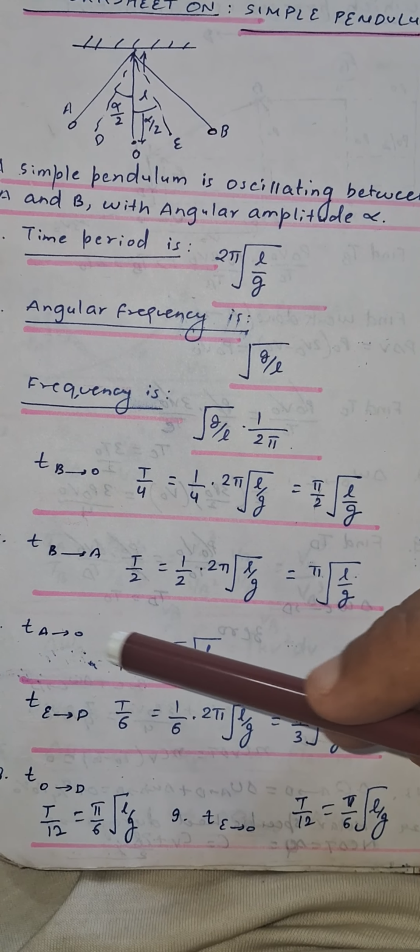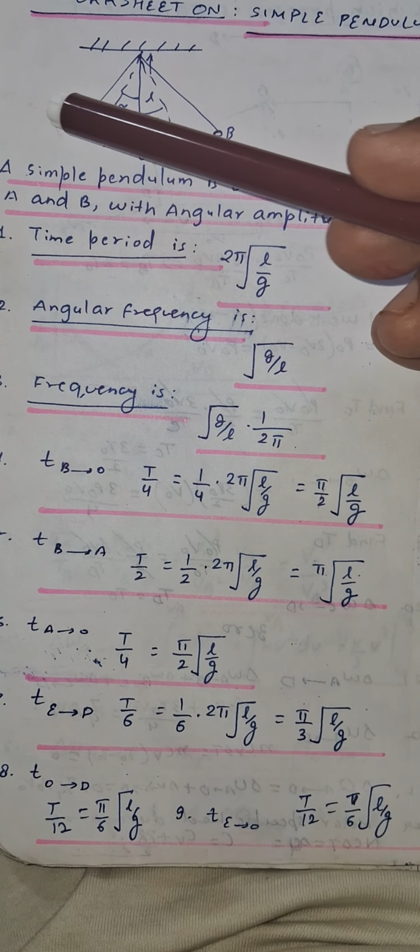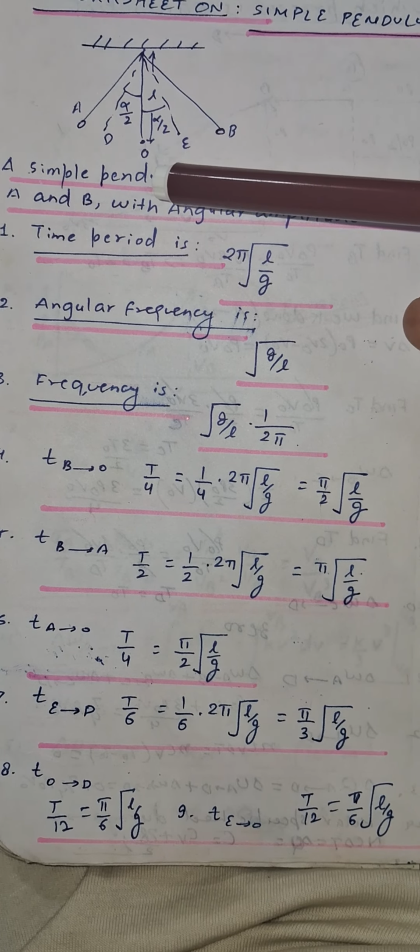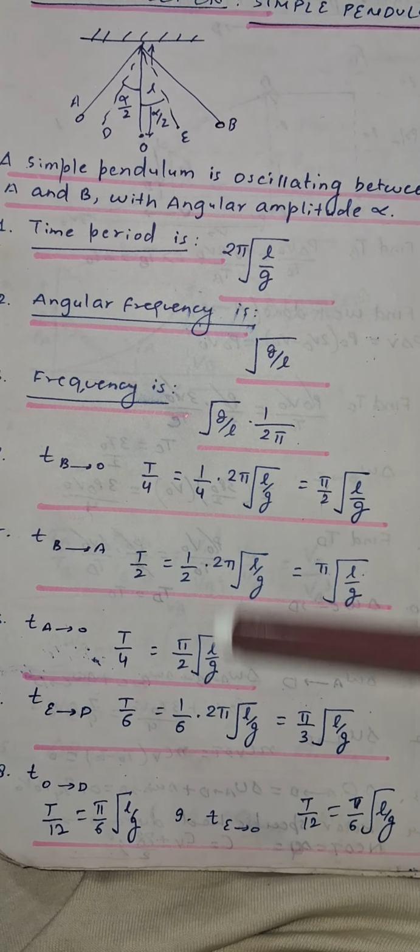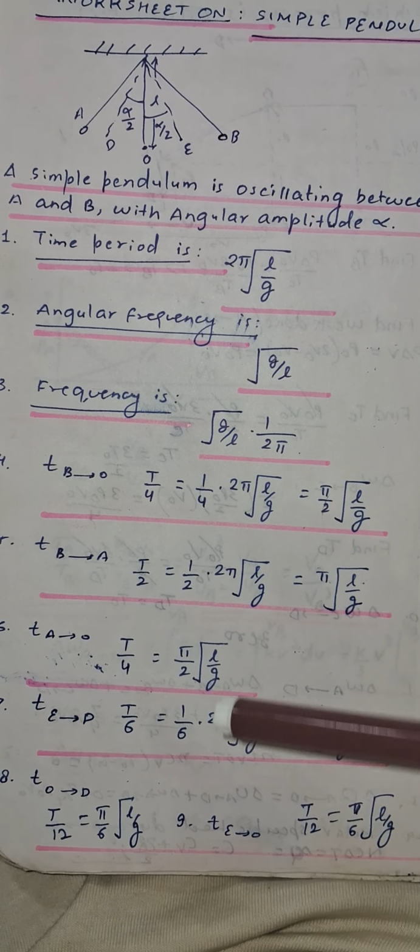Then is time taken from A to O. So from A to O is moving from left extreme to the mean, so that will again be T by 4, which will be pi by 2 root L by G.